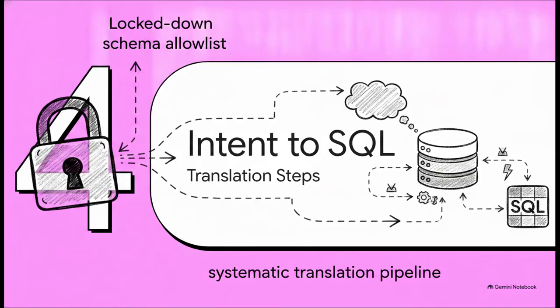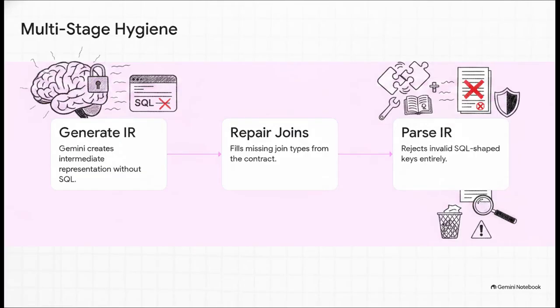Section 4. Translating intent to SQL. With that strictly locked-down schema allow list finally in place, we start translating the user's intent into executable SQL through a multi-stage hygiene pipeline. Step 1 is a heavily restricted call to Gemini to generate an intermediate representation, or IR. The system prompt literally forbids the LLM from writing raw SQL or ON clauses. Step 2, the internal engine repairs any missing join types, relying solely on your uploaded contract. Step 3, it parses that IR. If the LLM tried to sneak in any unknown keys or rogue SQL-shaped fields, the entire query gets rejected immediately.